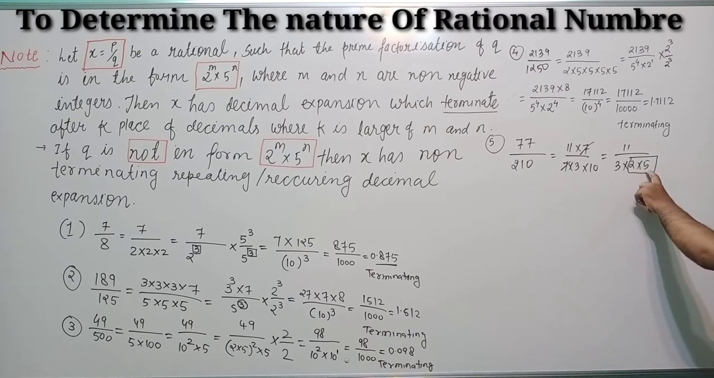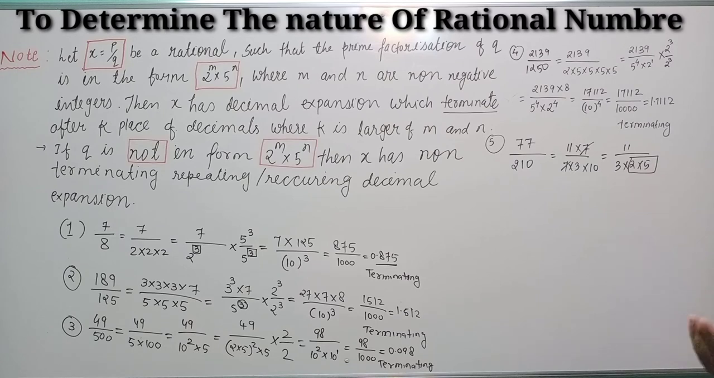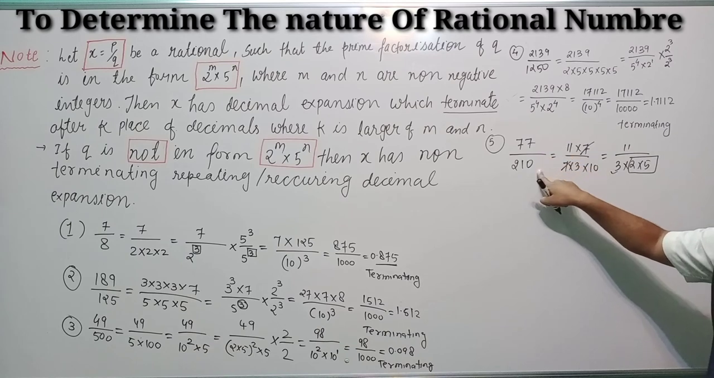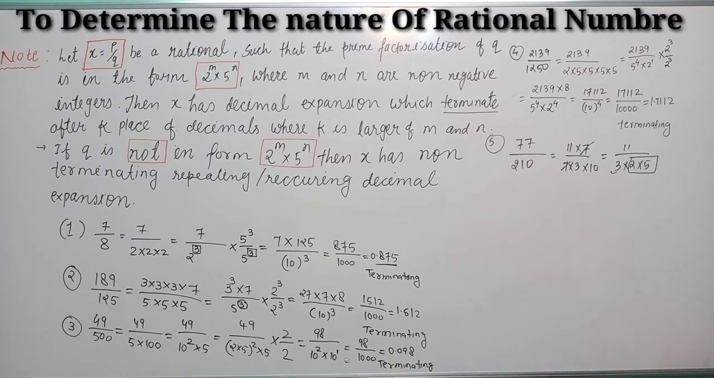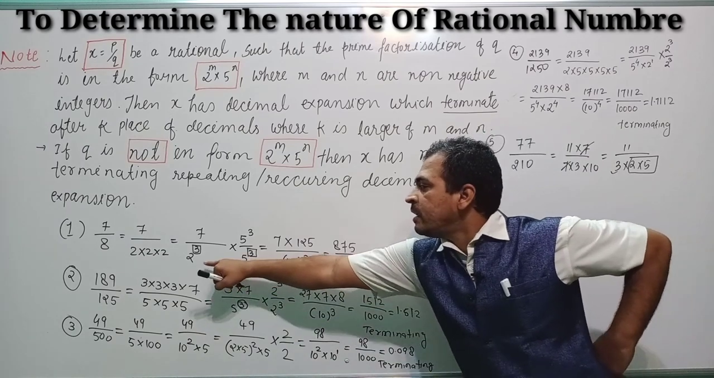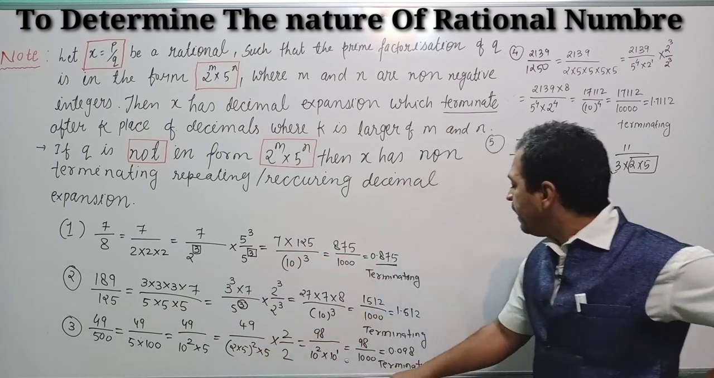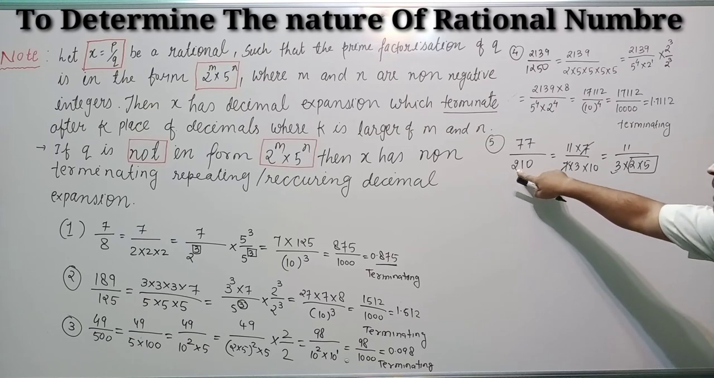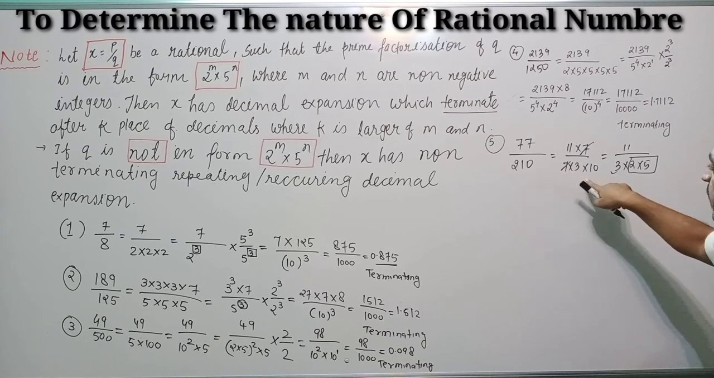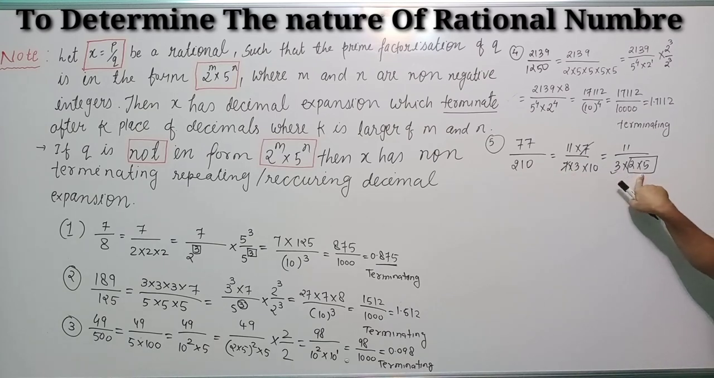Now students, you can see that if in the denominator only 2 and 5 are required, the term will be terminating. But more than 2 prime factors, like excepting 2 and 5, here we are getting 3 also. So the given fraction is not a terminating decimal expansion. Understood students? In all these questions you can see that the fractions are in the form of 2 and 5, but in this fraction, after factorizing the denominator 210, we are getting more than 2 prime factors excepting 2 and 5. Excepting 2 and 5 we are getting 3.